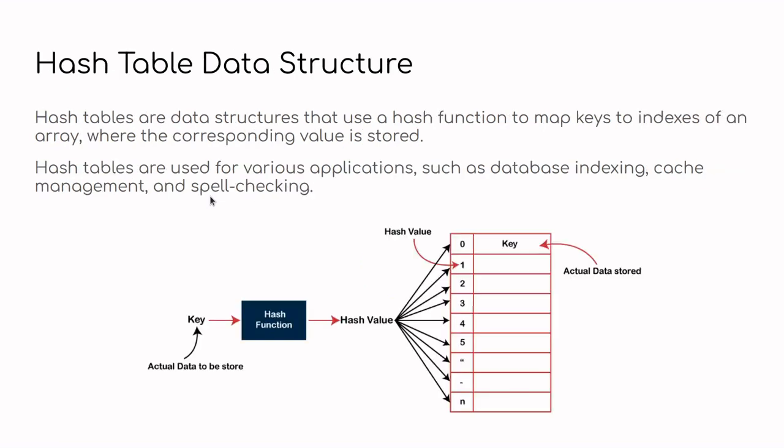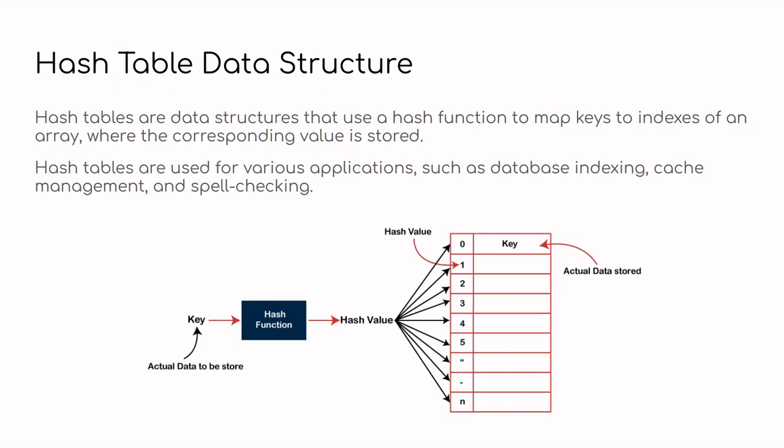Hash tables. Hash tables are data structures that use a hash function to map a key to an index of an array, where the corresponding value is stored. Hash tables have various applications such as database indexing, cache management, and spell checking.